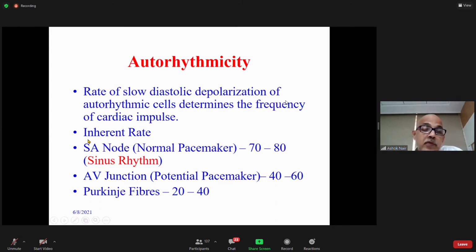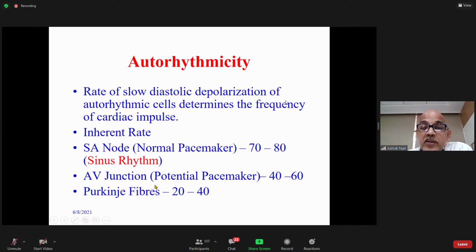The inherent rate of the SA node is much higher than the normal pacemaker rate, because the SA node is supplied by the vagus and has a normal vagal tone. It is keeping this rate at 70 to 80. The inherent rate will be around 110 to 120.